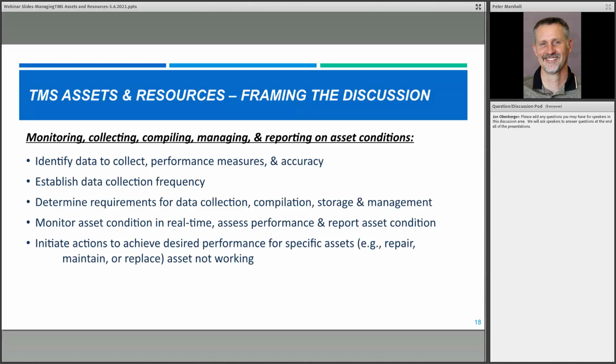So once the asset management processes are in place, ongoing activities will consist of monitoring, collecting, compiling, managing, and reporting on the asset conditions. So there'll be an ongoing effort to collect and update performance measures and accuracy. Data collection frequency should be established. Requirements for data collection, compilation, storage, and management must be determined. And monitoring assets in real time to assess the performance and reporting asset conditions is critical to the process. And finally, actions must be initiated to achieve the desired performance for specific assets, for example, repair, maintain, or replace.